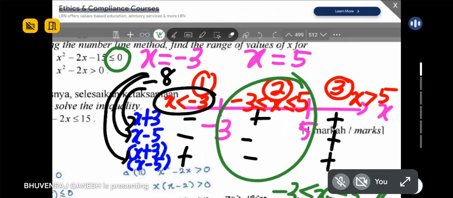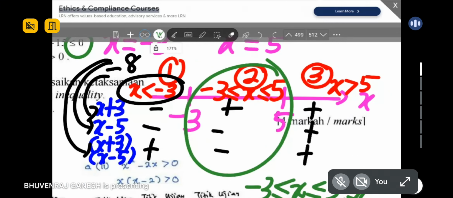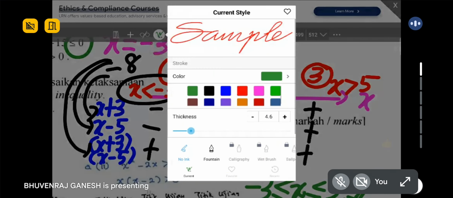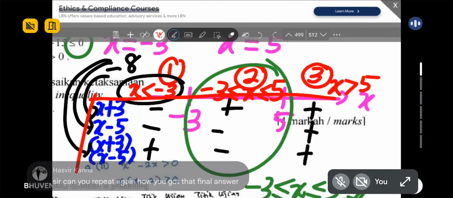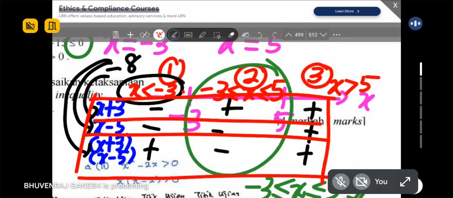So this is the method. If for the table method, what you do is, you just modify, guys. Just draw a table like this. The concept is still the same. This is the table method. You no need to draw the number line. You directly show this one. If it's the table method. Are you clear?